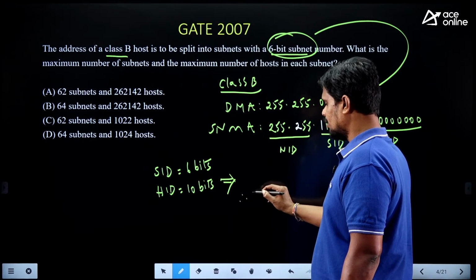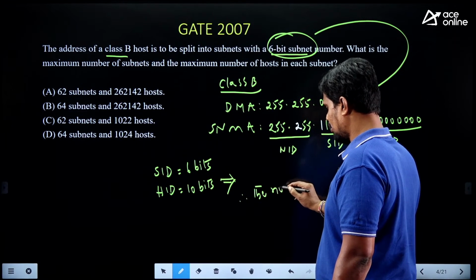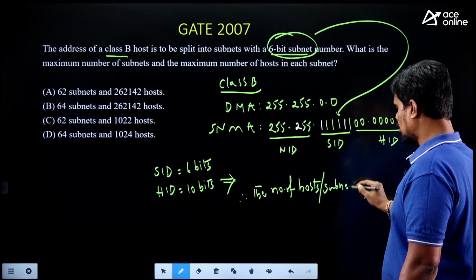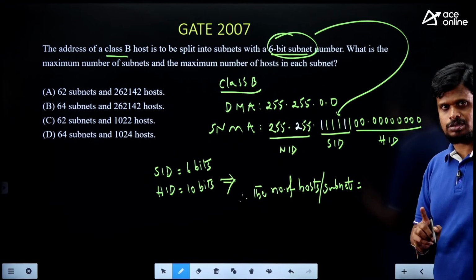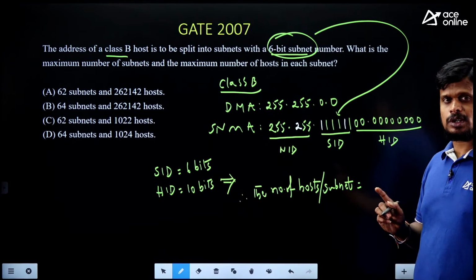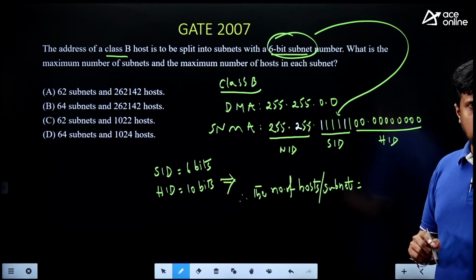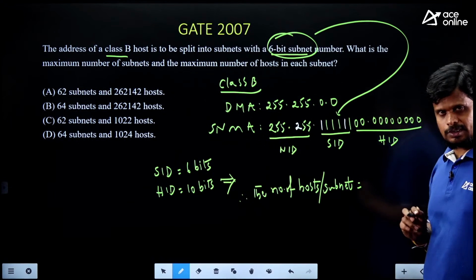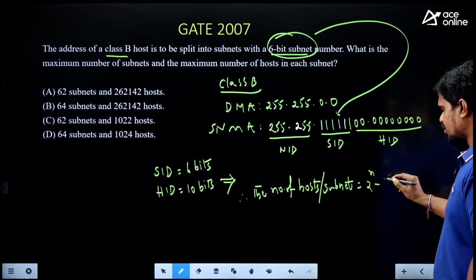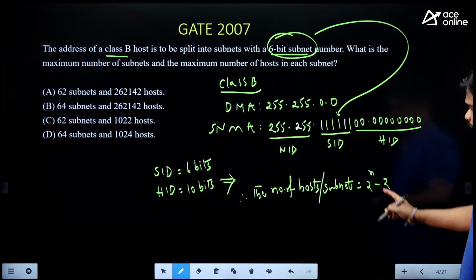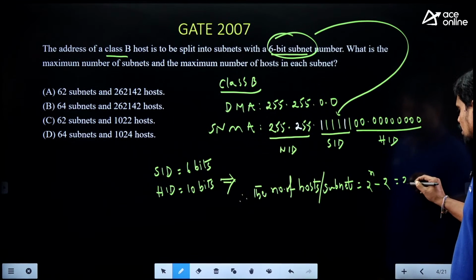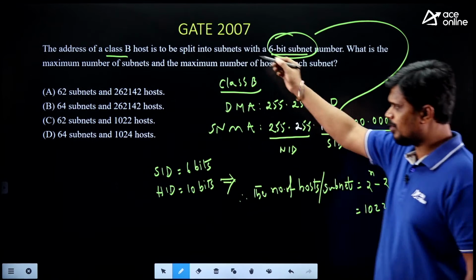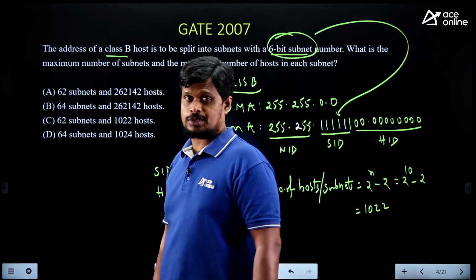So the number of hosts per subnet is, you know, the number of hosts is always 2 power n minus 2, because the host ID portion with all zeros and the host ID portion with all ones are special addresses. They are the network address and broadcast address. That's why we won't consider them, right? So the formula for number of hosts is always 2 power n minus 2. As n is 10 bits here, 2 power 10 minus 2 is going to be 1022. Among the options, you can see 1022 only in option C.